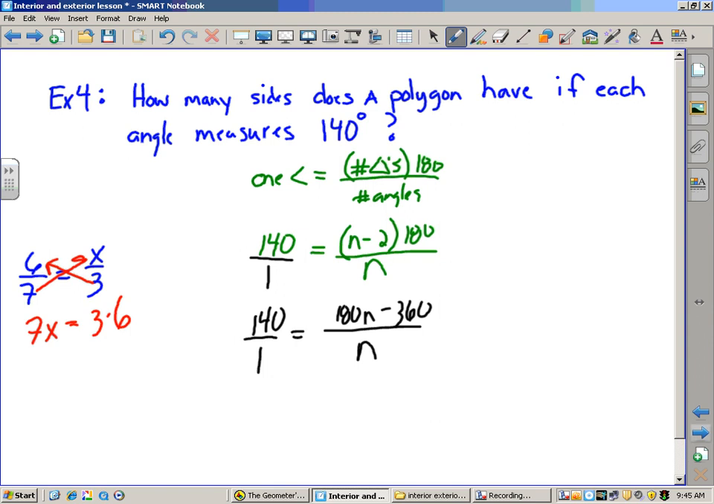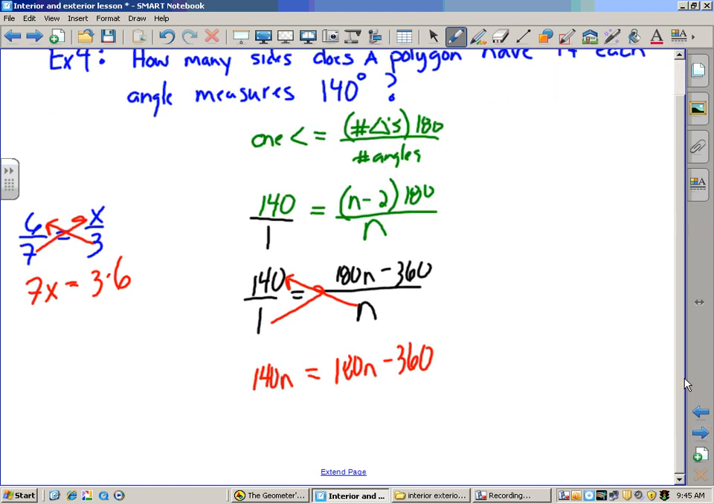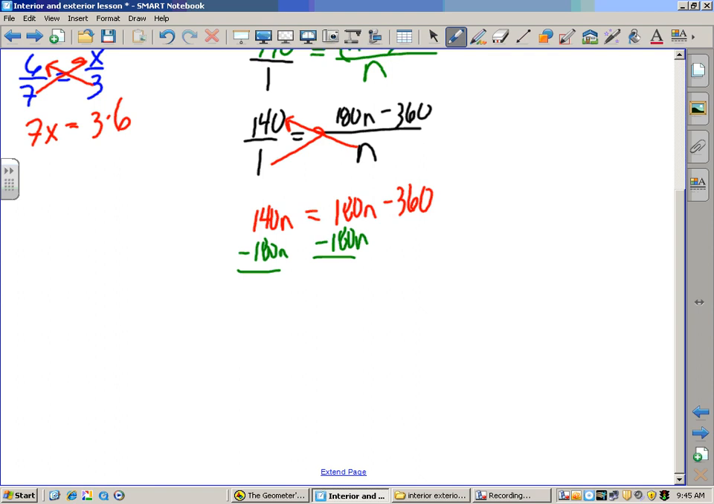Some of you said, well, I could divide by n, why don't I just times by n? That would eliminate it. It's the same thing. It would get 140n equals 180n minus 360. So subtract 180n. Negative 40n equals negative 360. Looks like it's a nonagon.